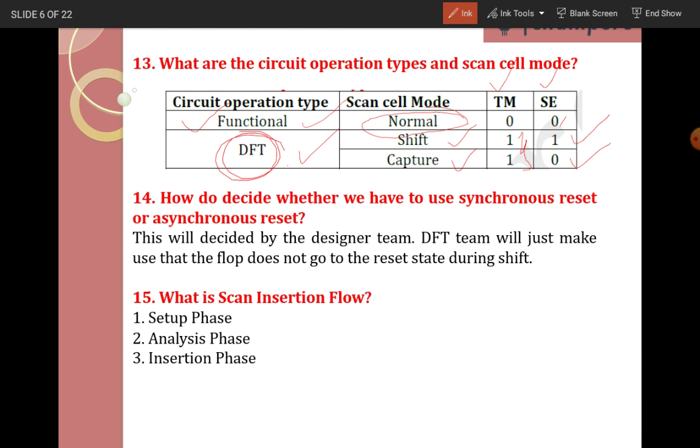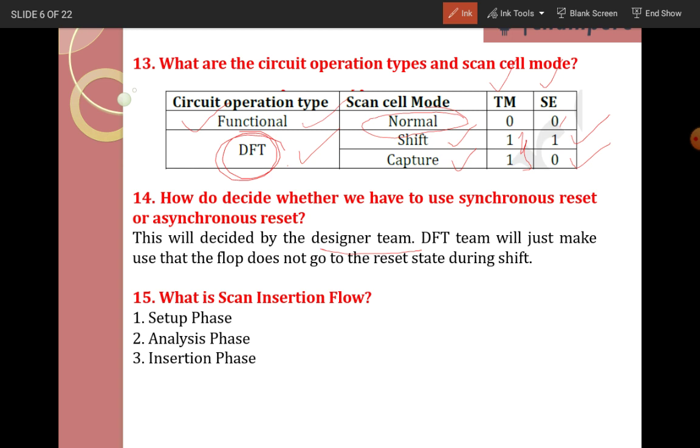How do you decide whether we have to use synchronous reset or asynchronous reset? This will be decided by the designer team. The design team has to decide which one to take, either synchronous or asynchronous reset.